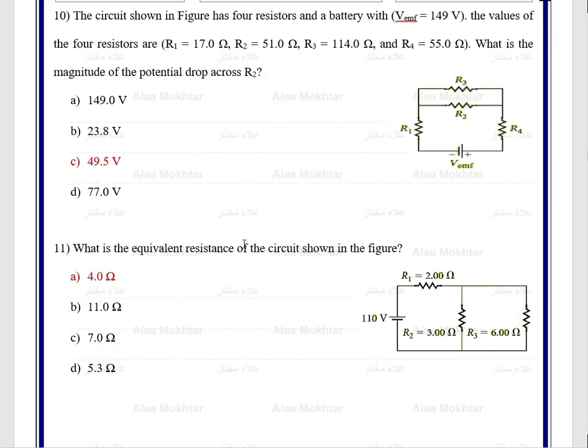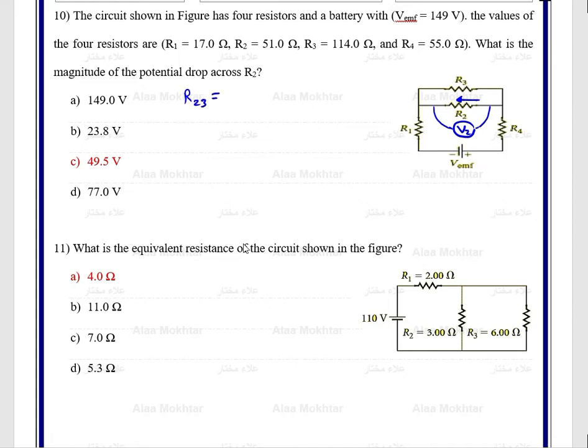Question 10. The circuit shown in the figure has 4 resistors and a battery. We have the battery and we have its voltage. He asked about the magnitude of the potential drop across R2. We need the voltage for R2. If I know the current passing through R2, we can calculate V2. Let's start. R2 and R3 are in parallel, exactly.